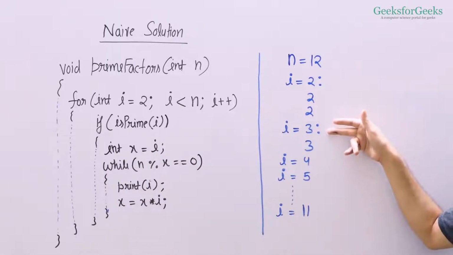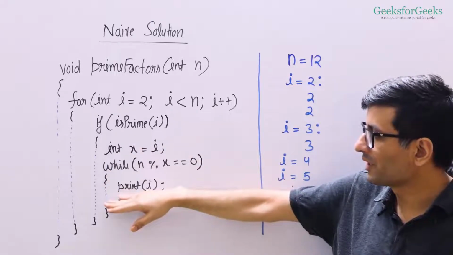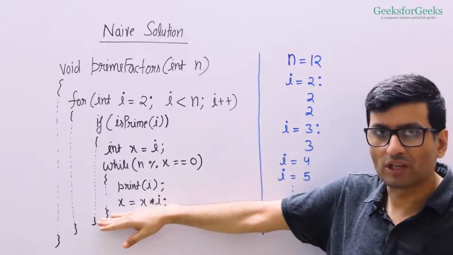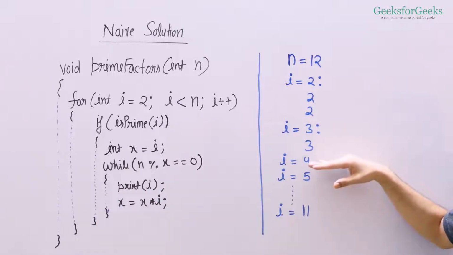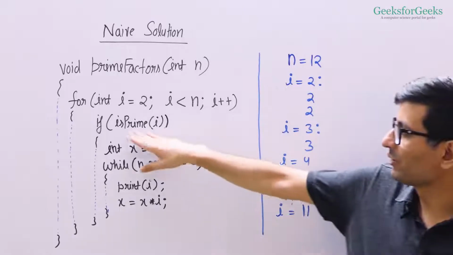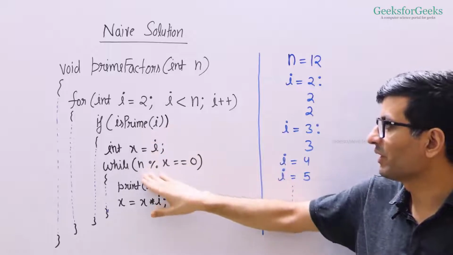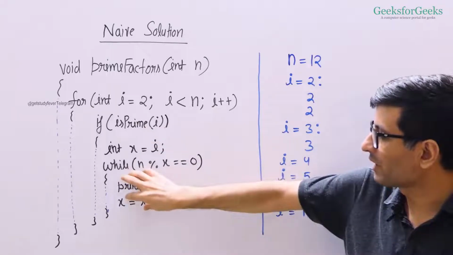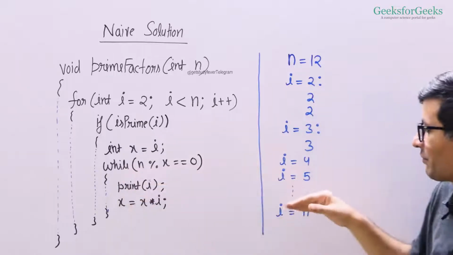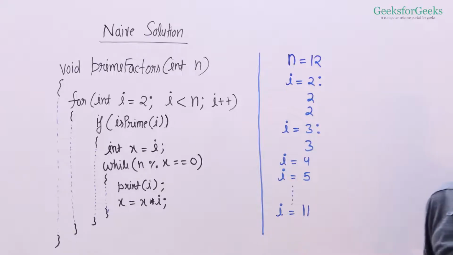Then we will come to 3, and 3 is also a prime number, so we will come inside and we will print 3, and then we will make x equal to 9, and 9 does not divide 12, so we will stop here. And then for i equal to 4, we will not go inside this because 4 is not prime. For i equal to 5, we will go inside this, but we will not go inside the while loop. So we will never go inside this part, and we will never print the numbers if numbers are greater than 4. We are simply going to get 2, 2, 3 as output of this program.